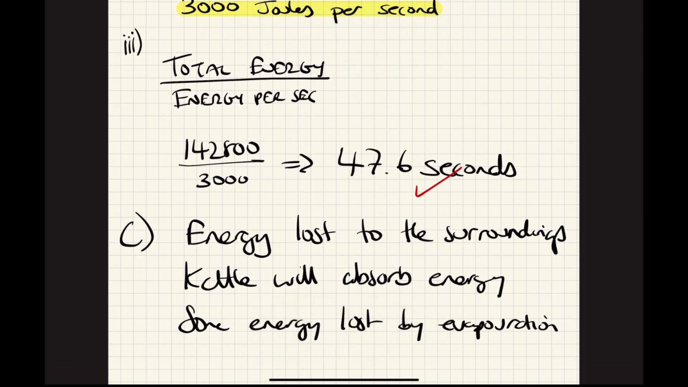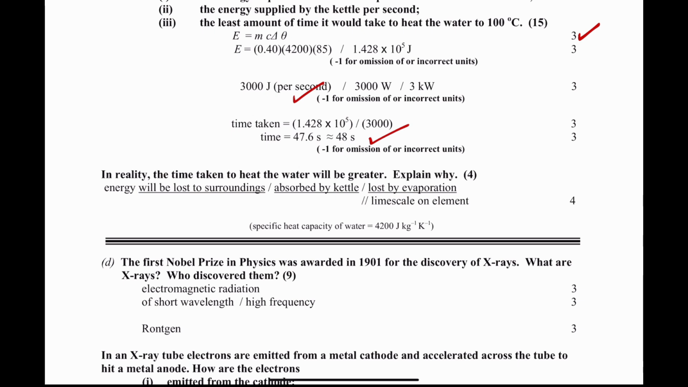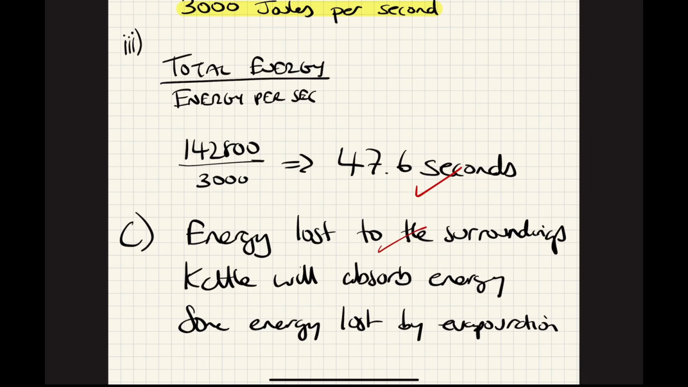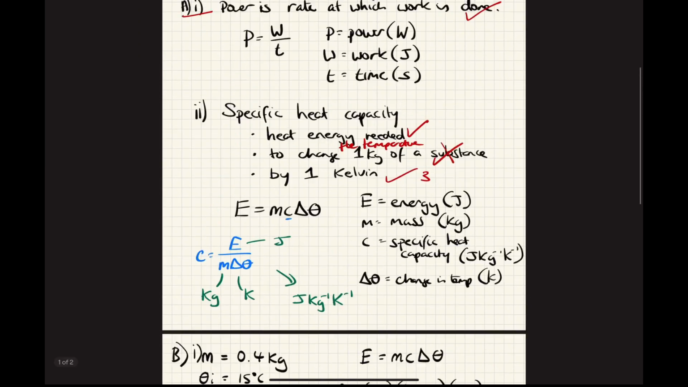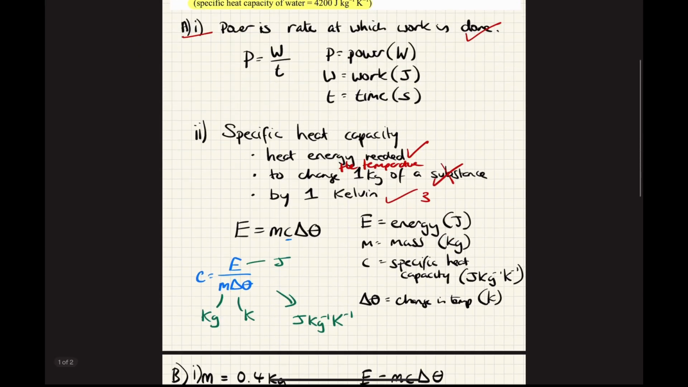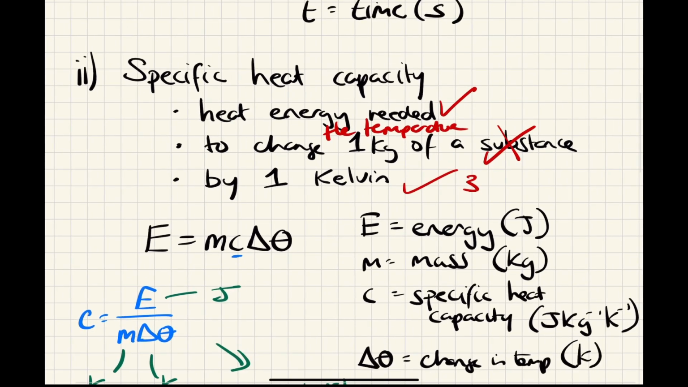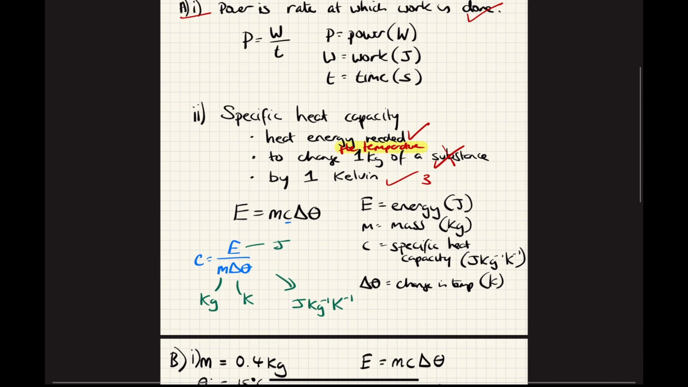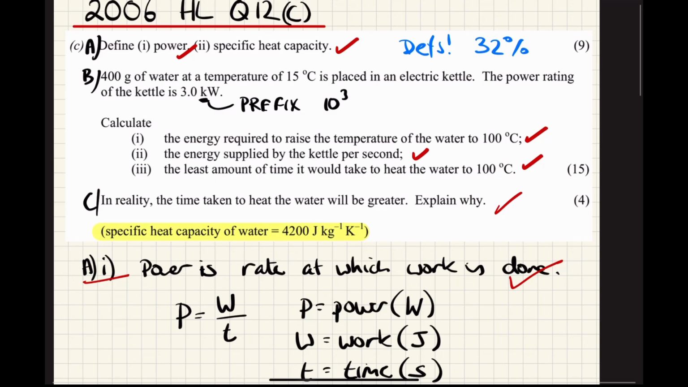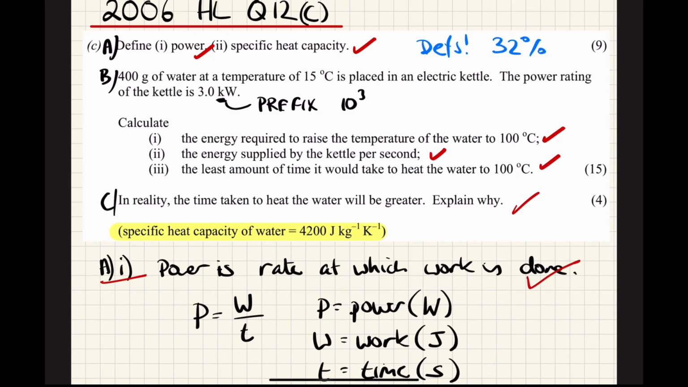Energy lost, last bit, energy lost to the surroundings, or the kettle absorbed it, or lost by evaporation. Any of those would have done well. So there you go. Always just have a check like that in the last few minutes of your exam. Go through and check things like that. I'm not even going to remove this from the video, even though I made a mistake, because honestly, it's worth seeing if you're going a little bit too fast. I probably said it, but I didn't write it. And at the end of the day, it's why you're writing the page. Okay. That's 2006 question 12 part C with a specific heat capacity and power question.